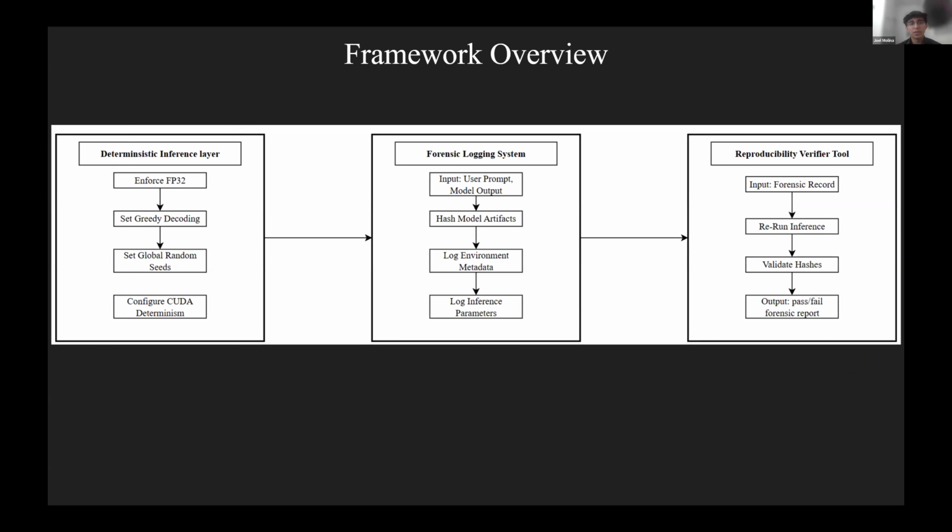So I have a framework here. From left to right, we start with a deterministic inference layer. This is where we set up the actual inference for the event, and that produces a provenance record. From there, you have a forensic logging system, which also adds information to the provenance record, including the hashes. You log the environment metadata, and I'll get into that further, what is actually being logged. After that, I also include a reproducibility verifier, where at a later date, you can take the record that is generated and compare the hashes and make sure that everything was actually reproducible, that everything was verifiable, and more importantly, that everything was deterministic.